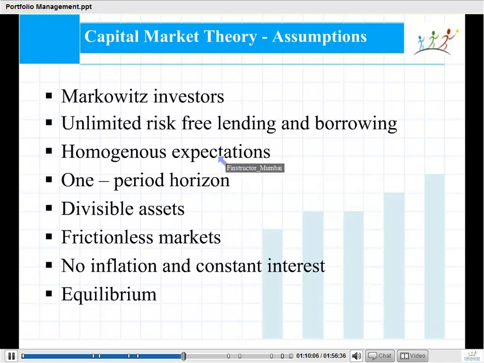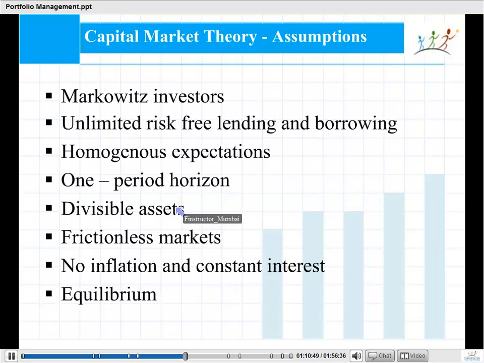All investors have the same expectations of risk and return. So all investors have the same expectations from all assets about their risk and return and the correlation amongst them. All investors have a one period horizon. Assets are infinitely divisible. That is, if I want, I can even buy half a share. In the real world, it's not possible. But in the capital market theory assumption, we will assume that I can buy a share with as much money as I have. Even with 1 rupee, I can buy a share. So if the share costs 1000 rupees, I can buy 1/1000th of the share.